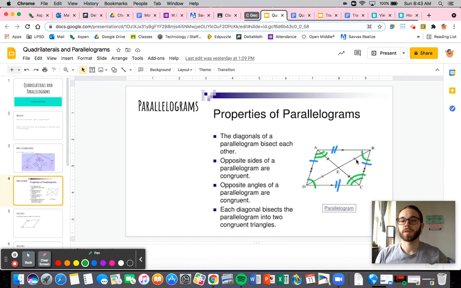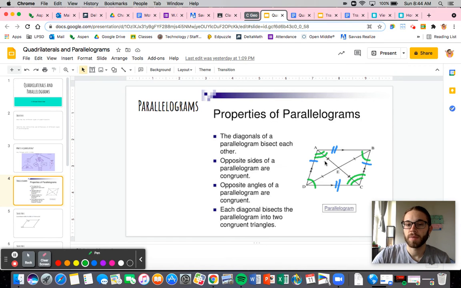All right, so to recap, parallelograms have opposite sides parallel. Parallel, parallel, parallel, parallel. Opposite sides are congruent, so the sets of parallel sides are congruent. And don't forget, parallel means they never touch. So don't tell me that AD is parallel to AB. Opposite angles are congruent, so these 2 right here, B and D, are congruent, and then A and C are congruent. Consecutive angles are supplementary.